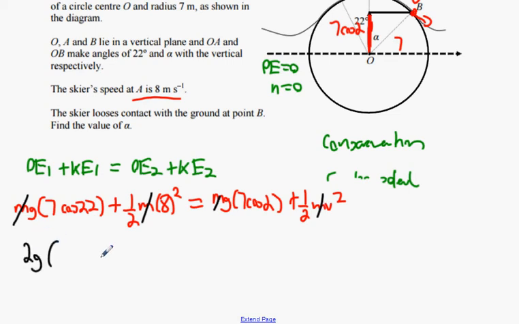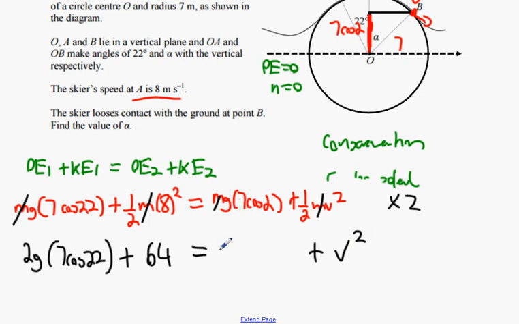I'm going to multiply everything by 2. 2g. I had to find out what 7 cos 22 is. Yeah, I'll do that in a second. Okay, I got to double all my answers this time now. That's going to be 64, isn't it? And this one here is, oh yeah, multiplying by 2 both sides. That's alright. v squared over here, and then I'm going to multiply that by, that's going to be 14g cos alpha.